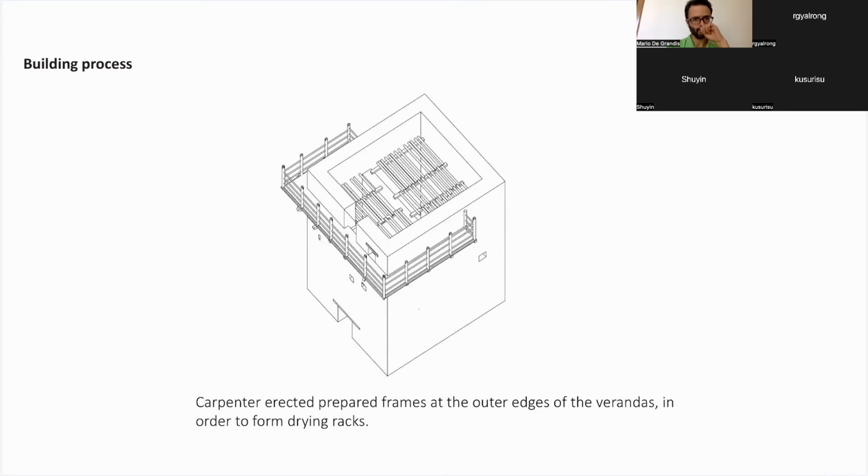And then a group of short posters of the veranda and several horizontal drying racks are assembled together to form a plane frame. And the carpenters will then erect these prepared frames at the outer edges of the veranda, and they will put a small beam on the top of the outside ends of these cantilevered beams. And then the posters can carry the upper part.